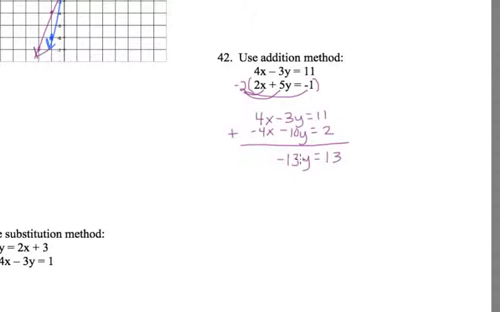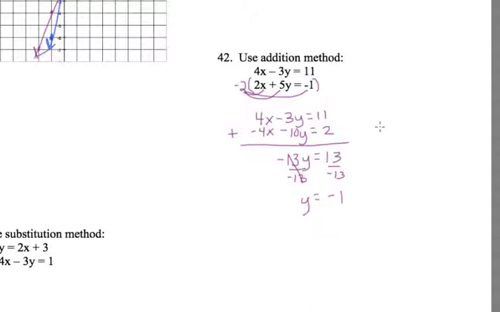Then I want to get y by itself. Right now it's being multiplied by -13, so to undo that, I'm going to divide both sides by -13. That cancels there, so I have y equals -1. Okay, I'm half done. I've got my y equals -1.